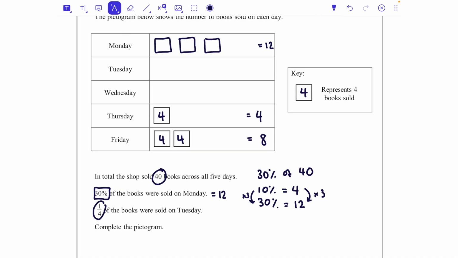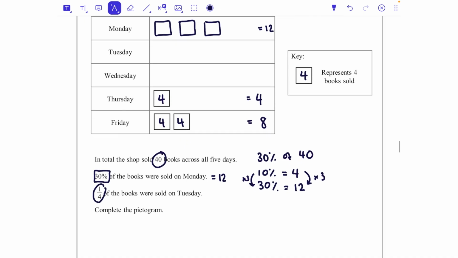And then a quarter of the books were sold on Tuesday. So a quarter of 40. And again, we saw earlier, we're going to divide by the bottom and then times by the top. So 40 divided by 4 is 10. 10 times 1 stays 10. So 10 books were sold on Tuesday. And I'm going to draw that by doing 4, add another 4, which is 8. Now I need 2 more books. I've got 8 so far, and I need this to make 10 altogether, so 2 is going to be half of one of those squares. So it looks like that.